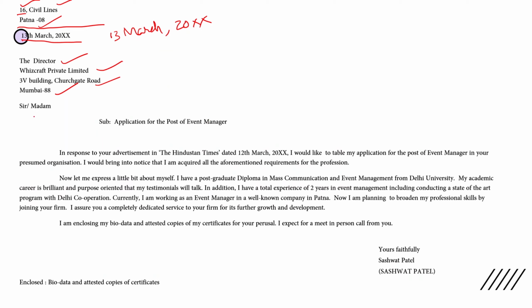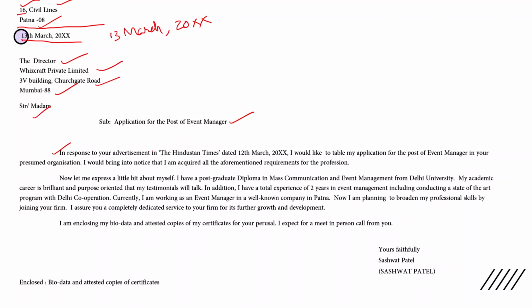Now look at the salutation. Sir, or madam. Subject: Application for the post of event manager. This is the subject we have to write. Look at the first paragraph of the covering letter. In response to your advertisement in the Hindustan Times dated 12th March 2000 something. So this is the reference from which we got that information.